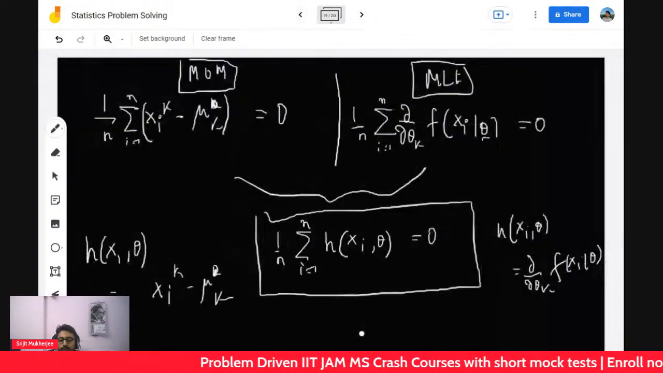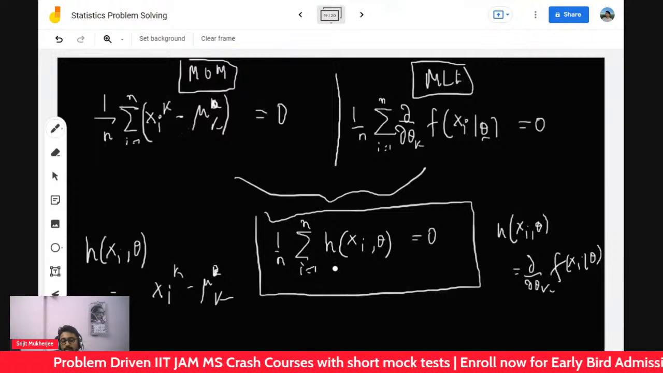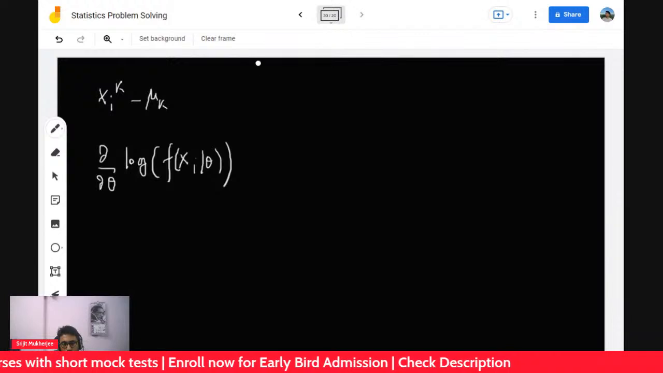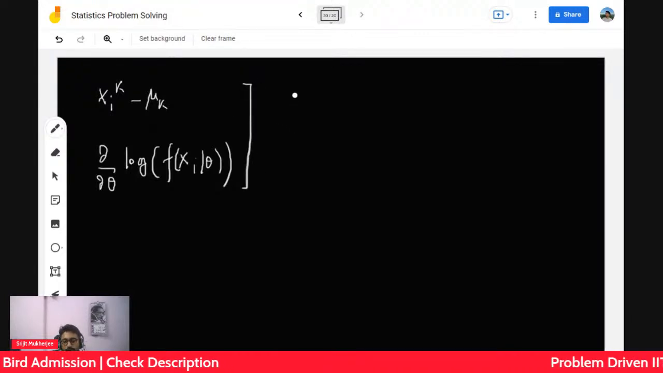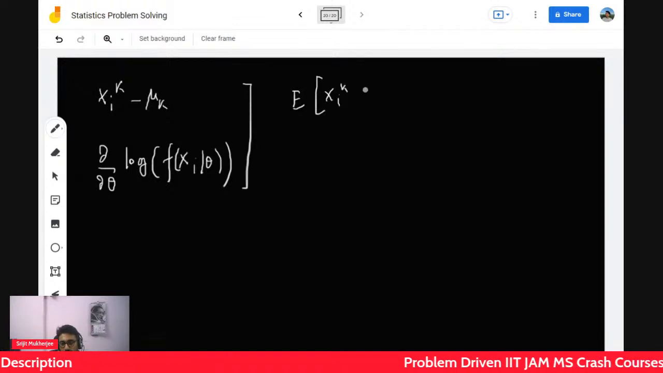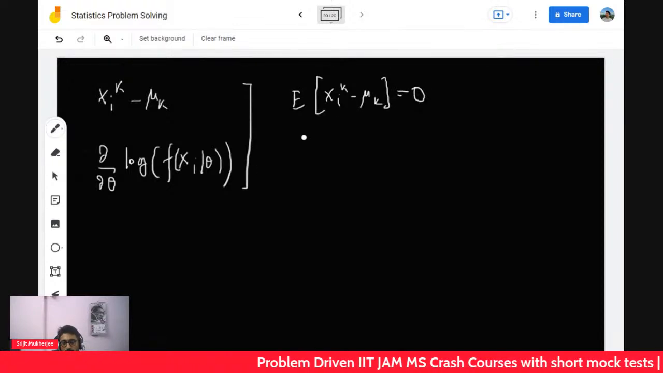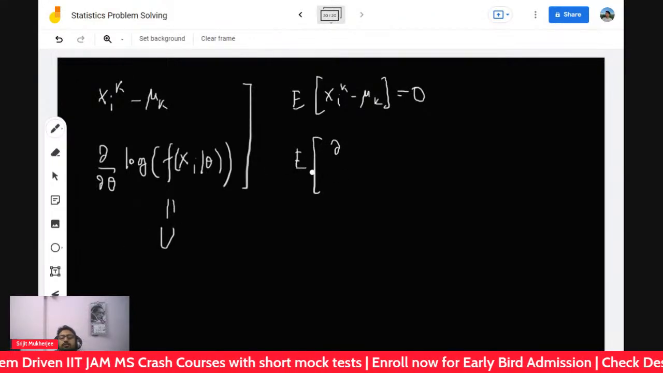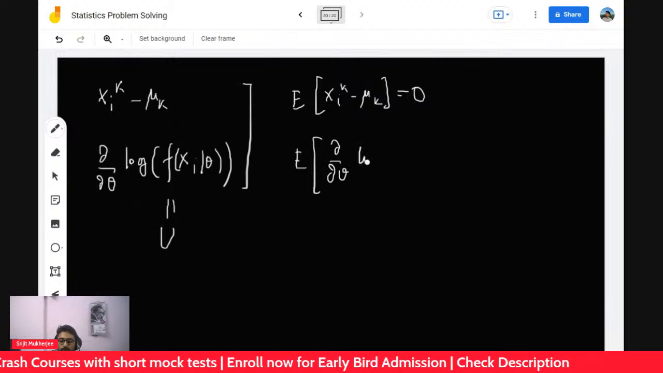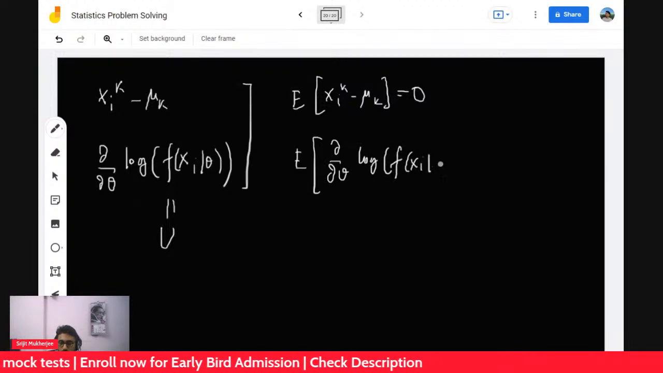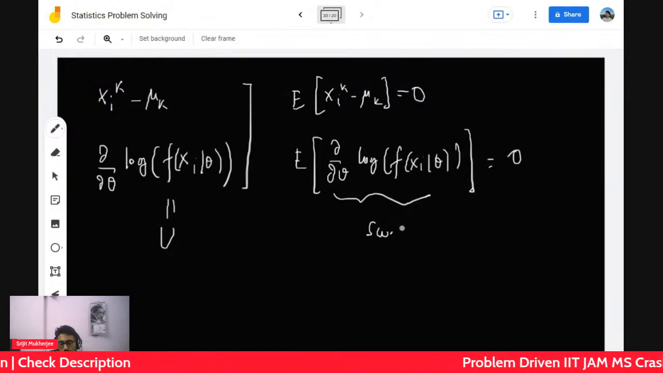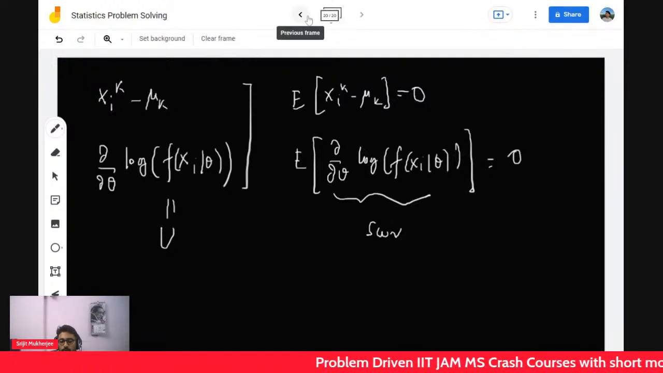If you observe, this equation is nothing but saying that the sample of h of xi, the expectation of xi to the power k minus mu k, is equal to 0. And if you know the score function expectation, I have told you this when I explained the Cramer-Rao bound. I think you have done it. This is also equal to 0. It's called the score function. So both of them are 0. So this is very special.